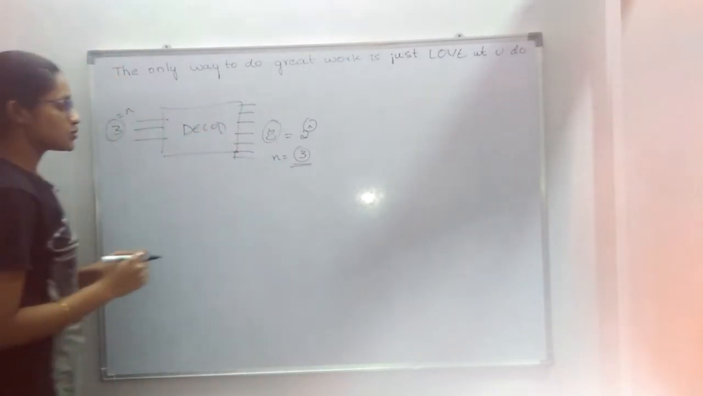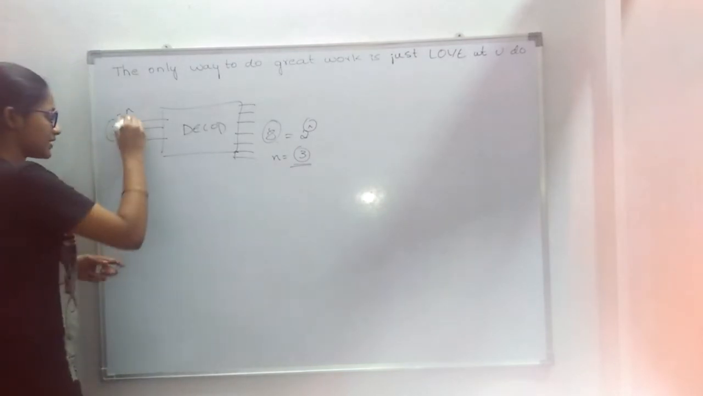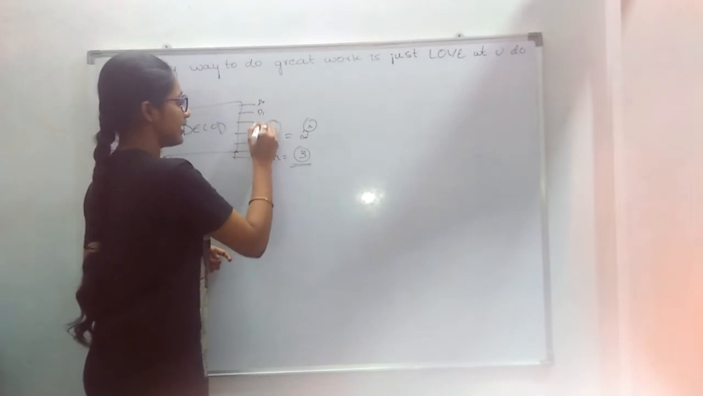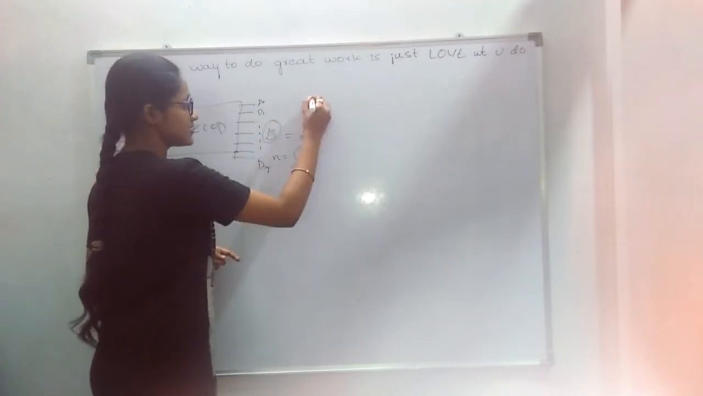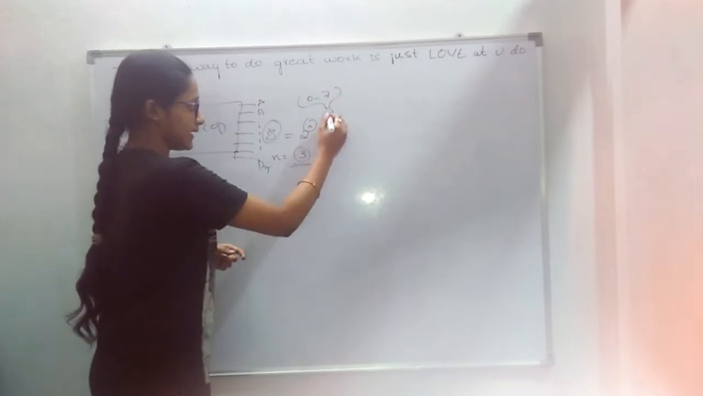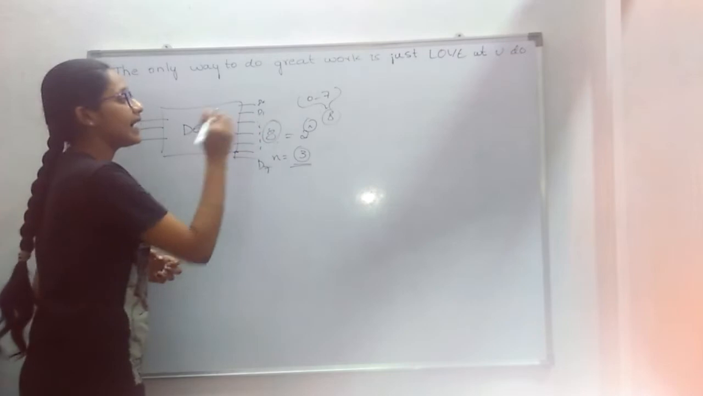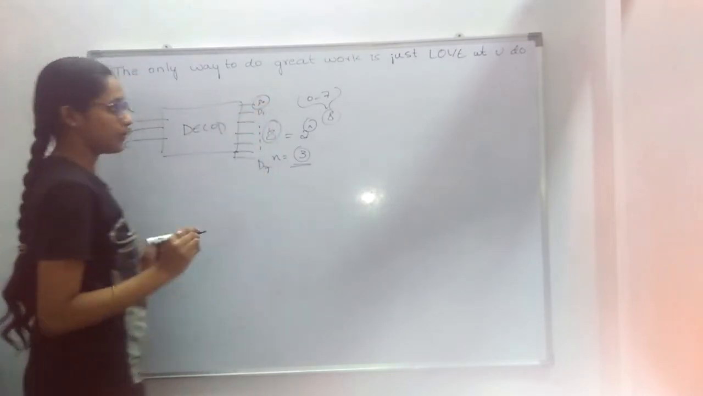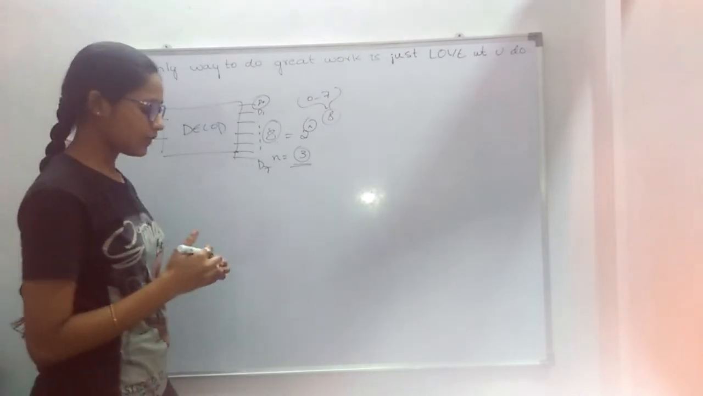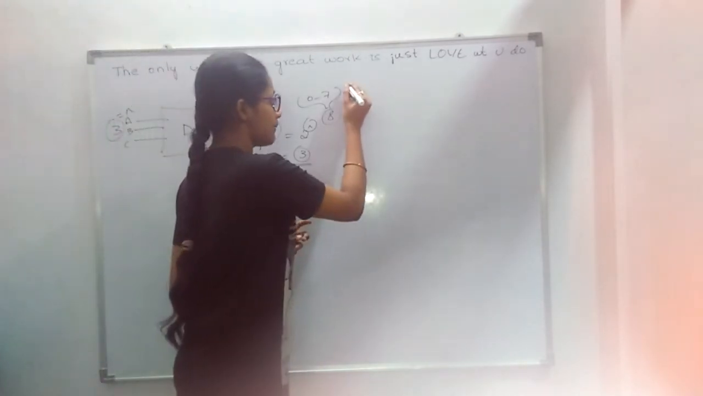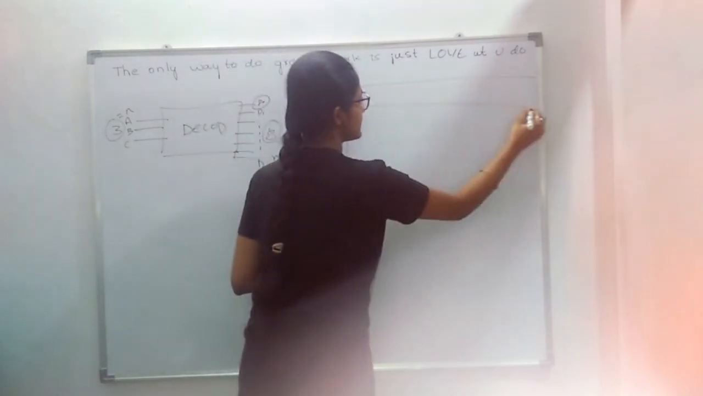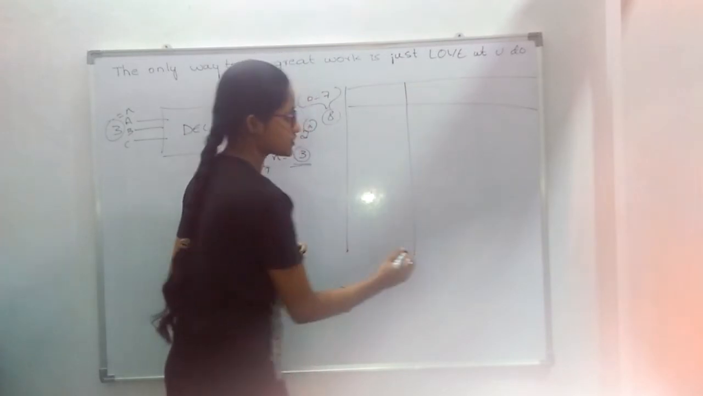Okay, so how to represent it? For example, A, B, C as inputs and D0, D1 up to D7 as outputs, where 0 to 7 gives 8 lines. Only at a time, only one of the outputs will be high for the given input A, B, C. So let us assume the truth table. Let's see the truth table. What is the truth table? It is the relation between inputs and outputs.